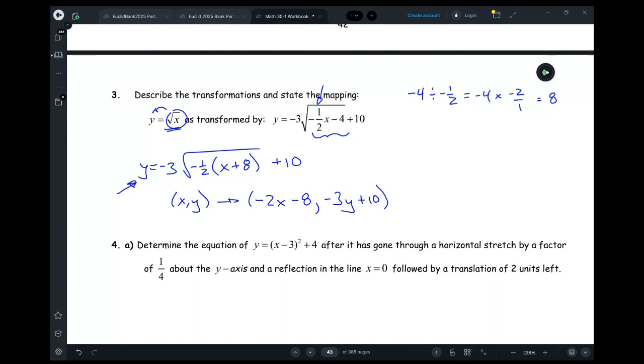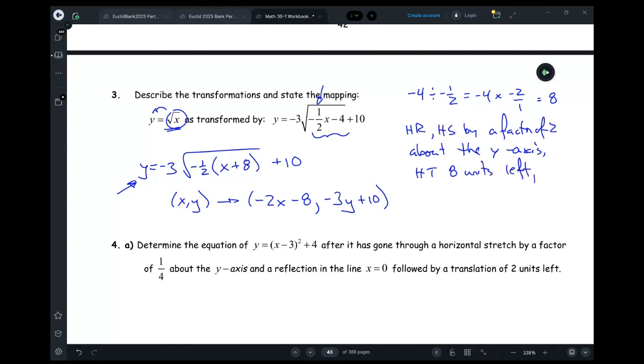So when it says describe the transformations, what we're seeing here, and I'm going to do this in shorthand, we're seeing a horizontal reflection. We're seeing a horizontal stretch by a factor of 2 about the y-axis. And then we're seeing a horizontal translation 8 units left.